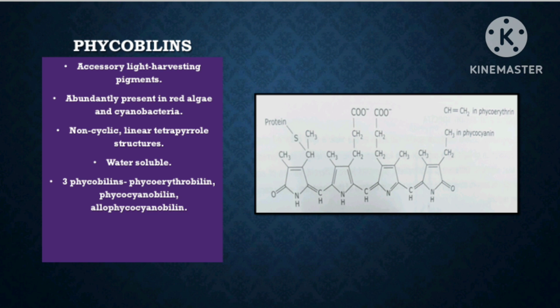And phycobilins also are divided into 3 classes: phycoerythrobilin, phycocyanobilin and allophycocyanobilin. So different organisms contain different classes or different types of phycobilins.